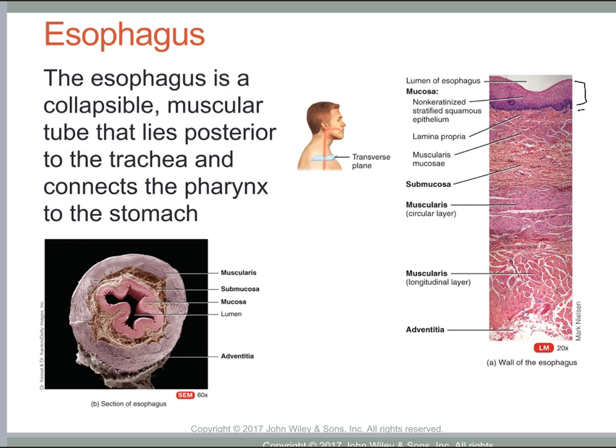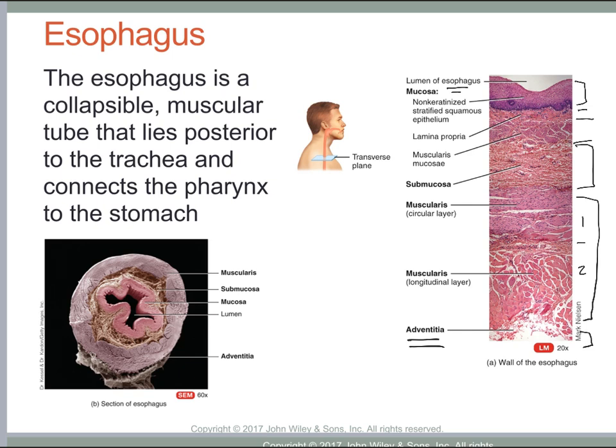We have the lamina propria underneath it with the muscularis mucosae below it. From there, we hit our submucosa, our muscularis. So we have two layers, a circular layer and a longitudinal layer, followed by an adventitia. Notice we did not say serosa. So our esophagus lies outlined. That serous cavity is not surrounded by a serous membrane, so it does not have a serosa, but instead has an adventitia.